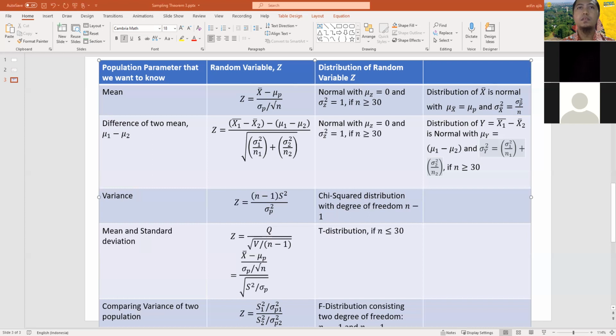Actually, we are now summarizing what we have learned in several weeks, this week and 1 week ago. Is there any question maybe still on the difference of two means?